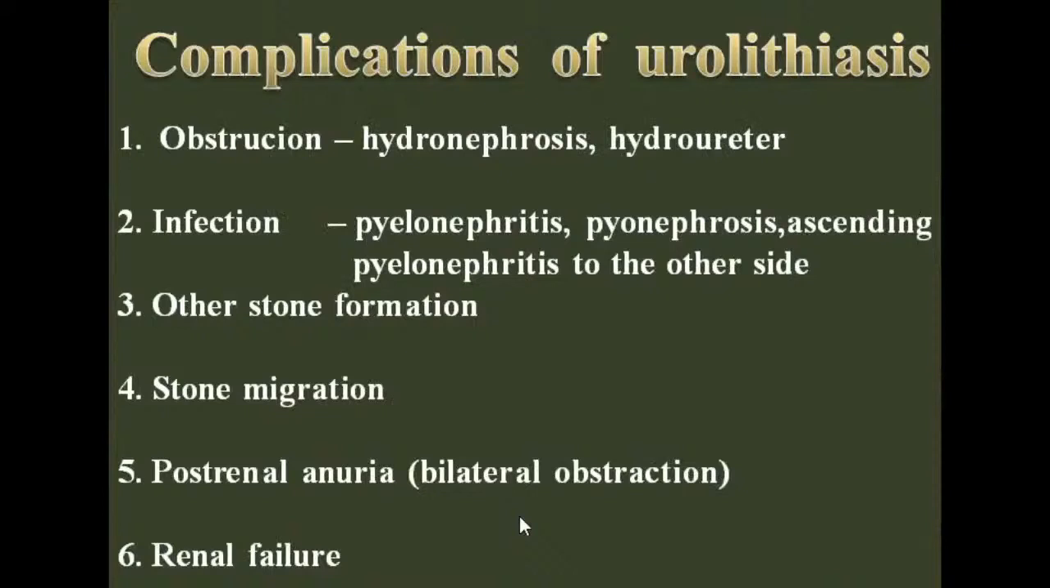Next, complications of urolithiasis. The main problem is obstruction. And long-term obstruction leads to dilation of the ureter and pilocalyceal system. It leads to hydronephrosis, the distension of the pilocalyceal system, and hydroureter. Infection, most often secondary pyelonephritis, due to stagnation of urine, leads to pyelonephritis, pyonephrosis, and ascending pyelonephritis to the other side also.